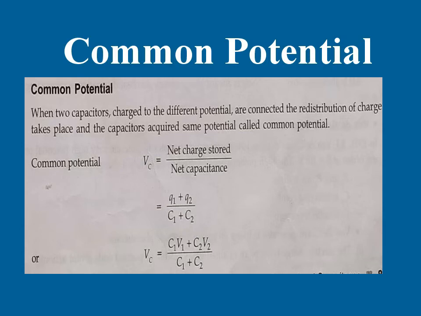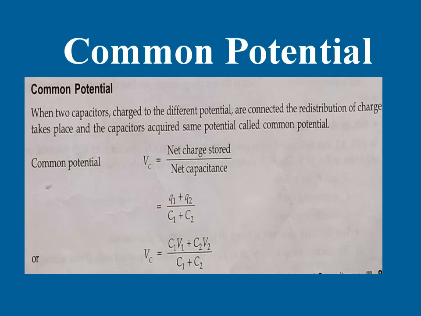But by the definition of capacitance, you know the formula for Q. As you know, C is equal to Q by V, that's why Q is equal to CV. So for Q1 it is C1 V1, and for Q2 it is C2 V2. Putting these values in the equation, we get the required formula: Vc is equal to C1 V1 plus C2 V2 upon C1 plus C2. This is the formula for common potential when we consider two capacitors. In the next slide, we discuss energy losses.